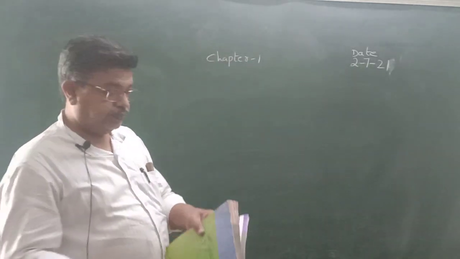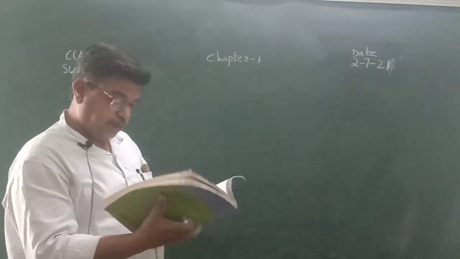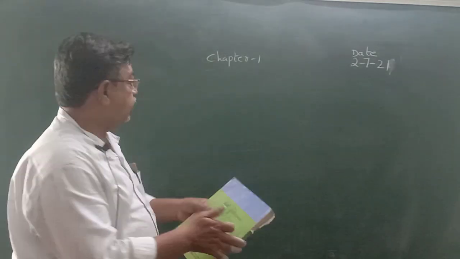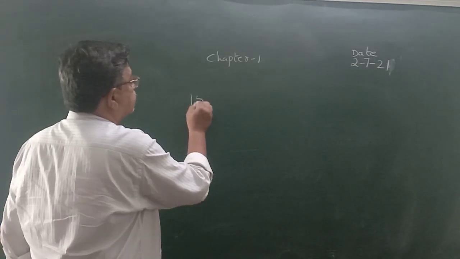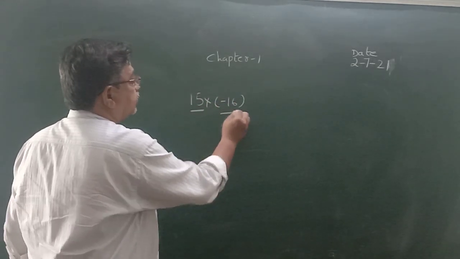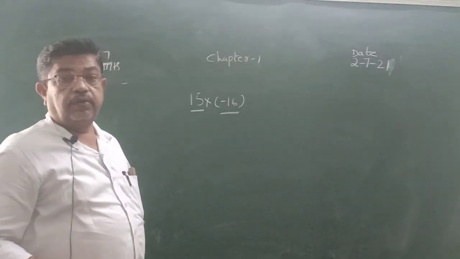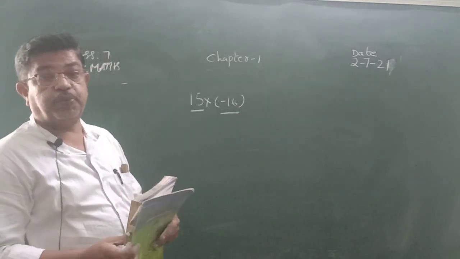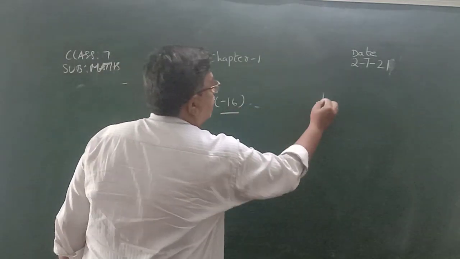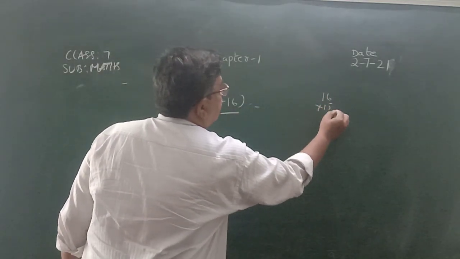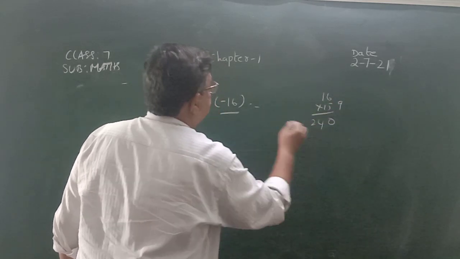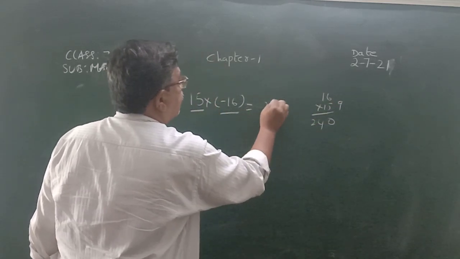Next, what is this? 15 is multiplied by minus 16. Here 15 is positive, 16 is negative. We are multiplying two integers, one positive, the other negative. 15 into 16 first. In rough column, I multiply 16 with 15. 5 sixes are 30, 15 ones are 15 plus 9, 24. So the product equals 240.